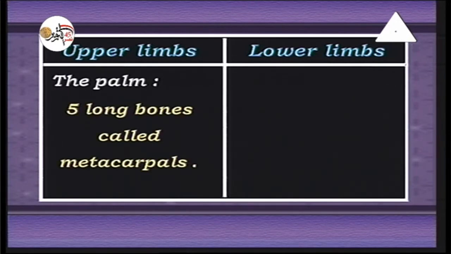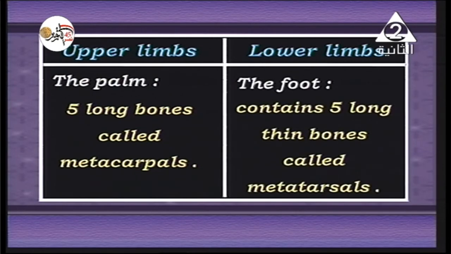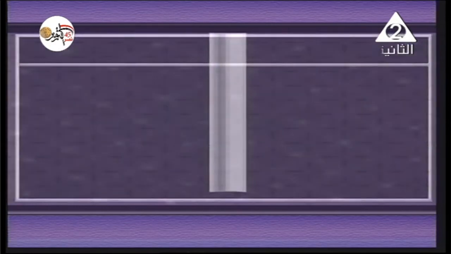Palm here in the upper limb, 5 long bones, okay, each one of them is called metacarpal. So we have what? 5 metacarpals. While in case of foot we have 5 long thin bones. They are called metatarsals. Again, metacarpals in your palm, while in foot metatarsals. Don't forget the difference between the names.